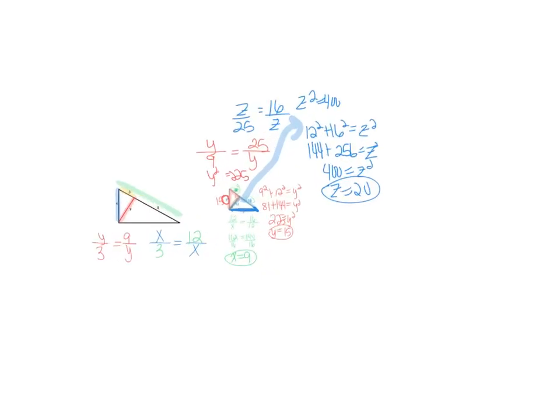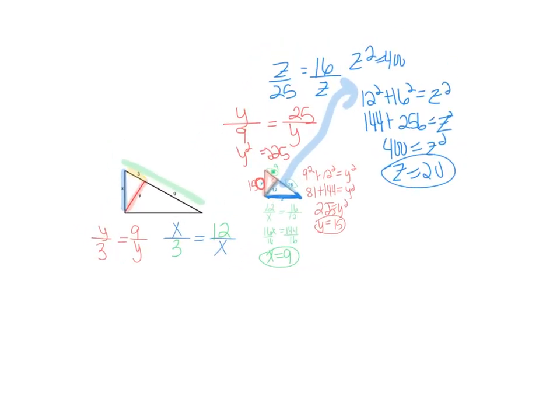And if you like the Pythagorean theorem better, once you get enough information, you certainly can use that. But sometimes you're going to have to use the idea of the geometric mean with the leg or the altitude to get enough information to do that.